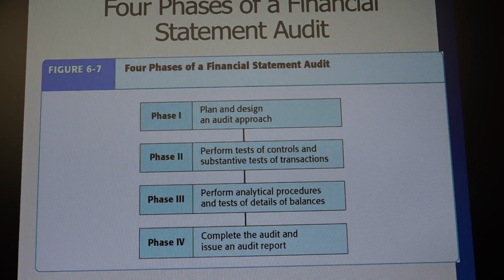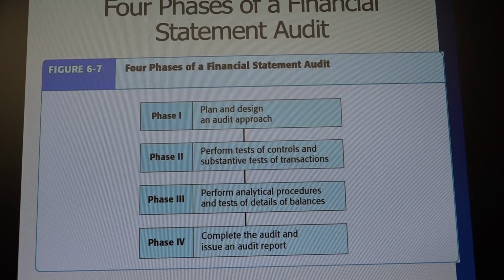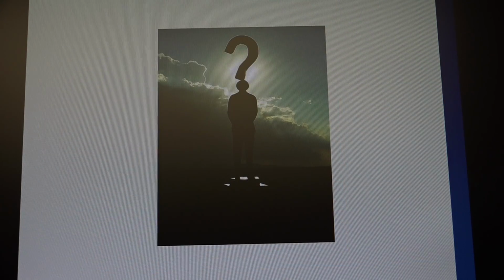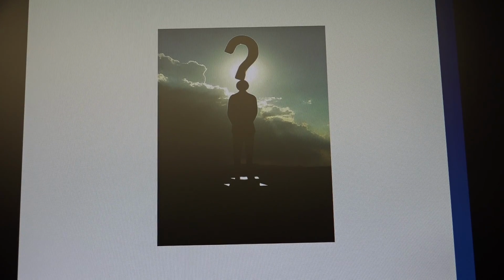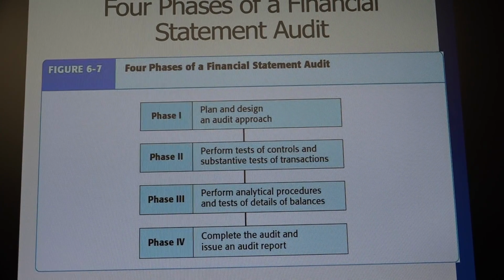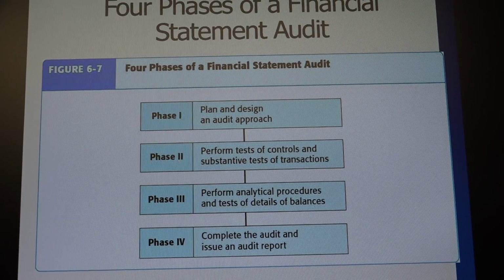Phase 2, perform tests of controls and substantive tests of transactions. Phase 3, perform analytical procedures and tests of detail of balances. And Phase 4, complete the audit and issue an audit report. Going back here, Phases 2 through 4 we'll talk about more in the days coming, but let me just touch on performing tests of controls and the other 2 phases as well.